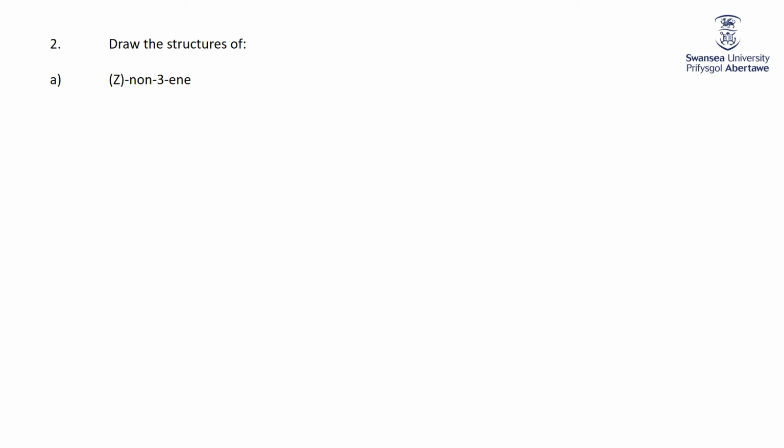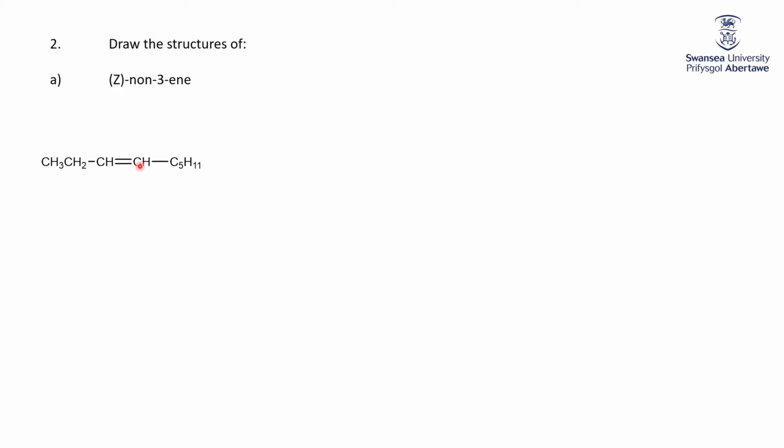Go ahead and draw some structures. So we've got non-3-ene, so we're going to need 9 carbons in a row with the double bond starting at carbon 3. So there we are, 1, 2, there's the double bond starting at carbon 3, 4, and then we need another 5 carbons, which I'm just going to put together as C5H11. So that's non-3-ene. We look at carbon 3 here, it's got a hydrogen and effectively an ethyl.